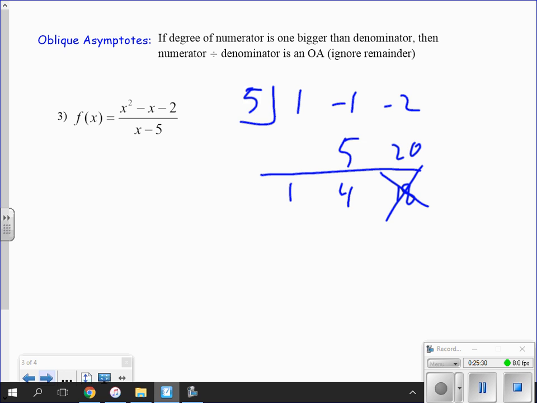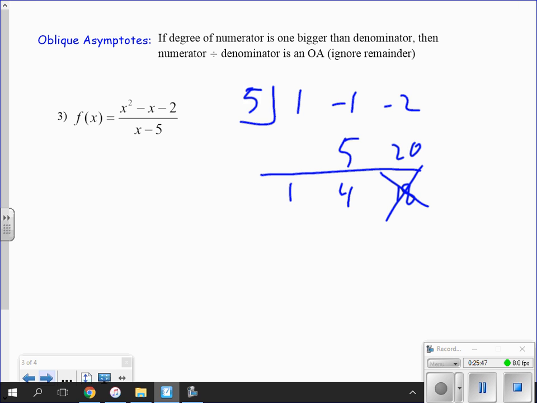Yes. So you picked 5 because that's what it was. No, I did not pick 5. 5 was told to me from the denominator. Take the numerator, divide it by the denominator. So you're doing the bottom? Well, actually, no, I'm dividing. I'm doing synthetic division.